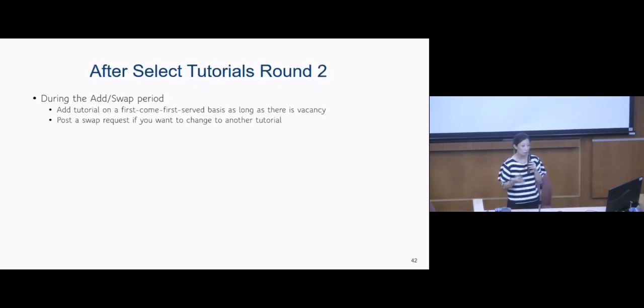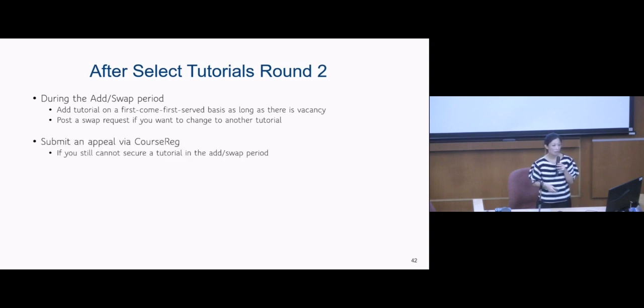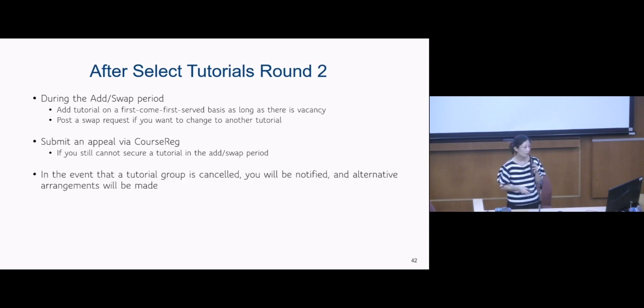Okay, so what happens if you miss rounds 1 and 2, for whatever reason? In week 2, there's an add swap period. This is time for you to try to select a tutorial again, but you have to make sure there are vacancies in the class. You can also post a swap request if you cannot make the day or the time of the tutorial that you have been allocated. If you cannot secure a tutorial in week 2 during the add swap period, please submit an appeal via CourseReg.